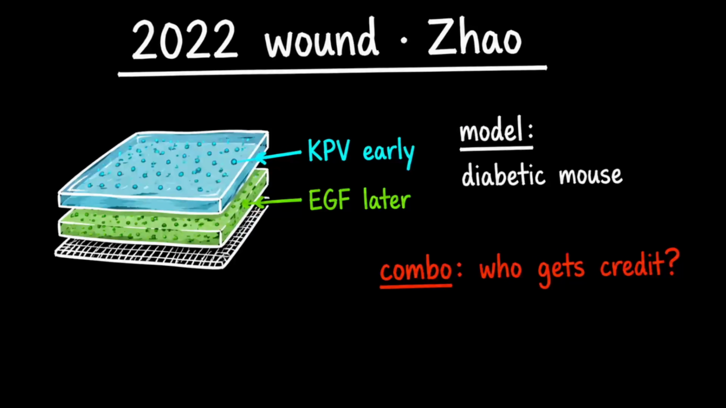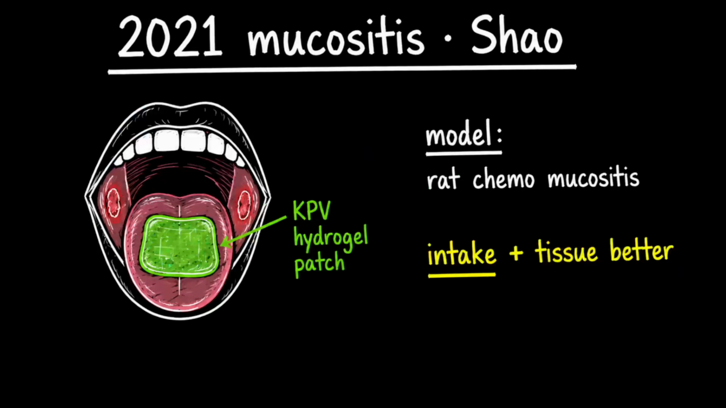In diabetic mouse wounds, a 2022 film dressing layered KPV and epidermal growth factor. KPV released early and EGF later, and it improved repair markers. So when KPV is combined with the growth factor, can we really hand all the credit to KPV here, or is the growth factor more responsible for the kind of repair that we've seen?